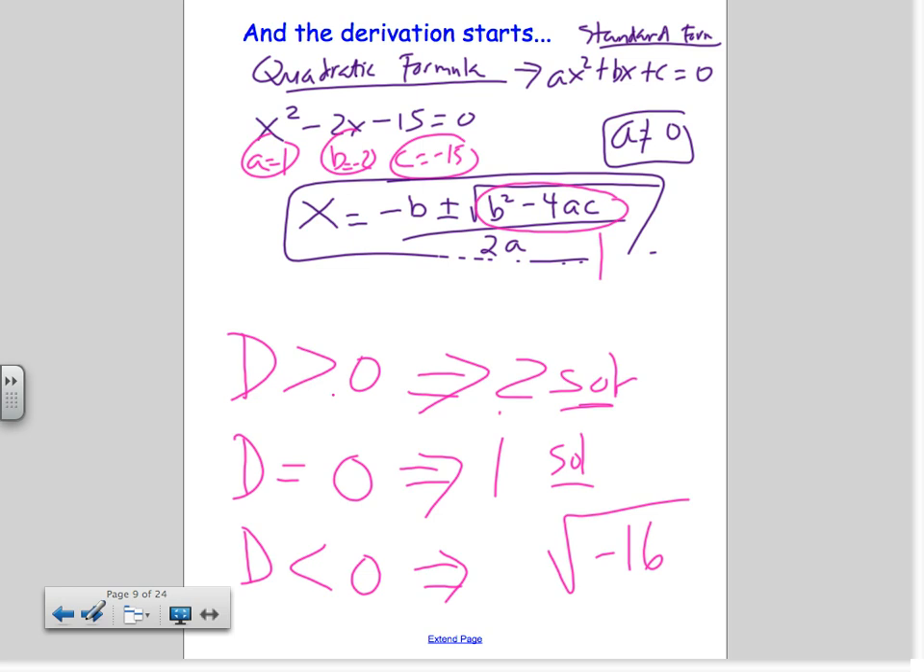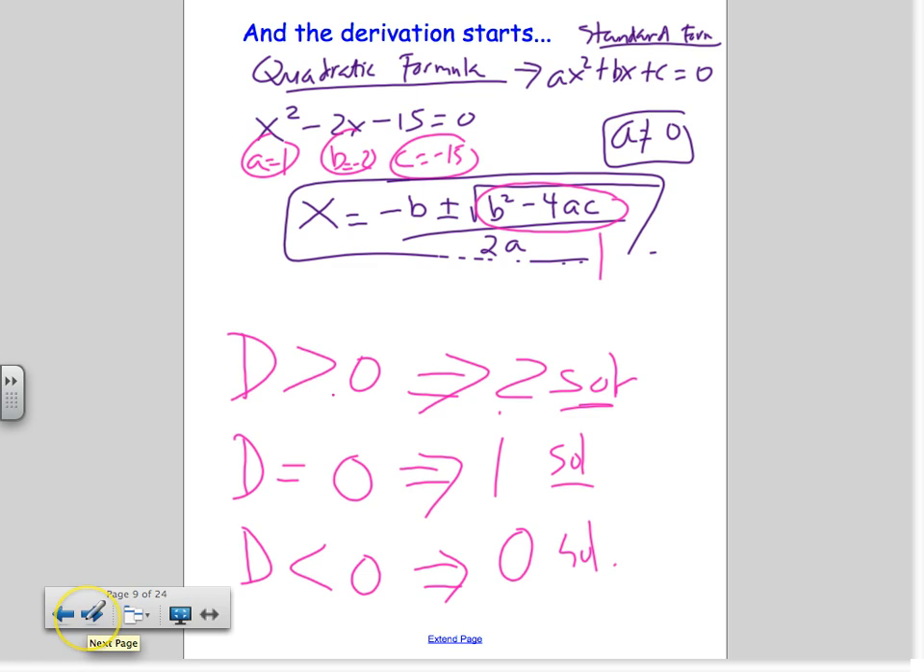No. Okay, if the answer is no, then let me ask the question again. Can you take the square root of a negative value? No. If you cannot take the square root of a negative value, will you ever have a solution? No. So when we have a negative value for the discriminant, how many solutions do I expect to have? 0. Okay, and that's what I want you to understand about the discriminant.